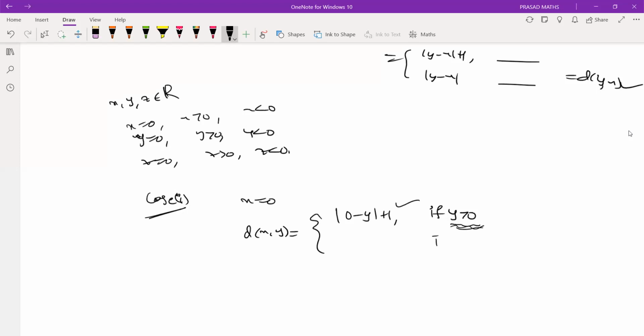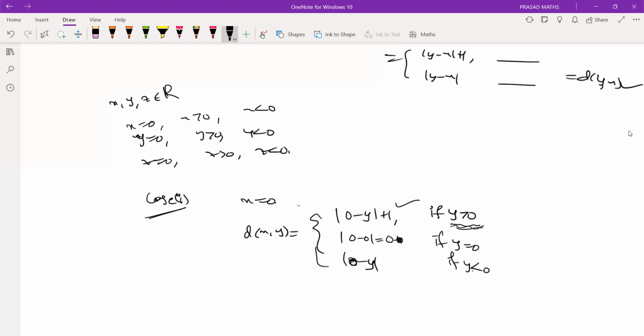What is my second condition? If you take y equals 0, that means x is 0 and y is 0. What is your option? You need to take the second option. If you take y negative, what is your option? Here x is not positive and y is not positive. Neither of them is positive. Therefore, what option are you taking? 0 minus y. Is it clear, the step?